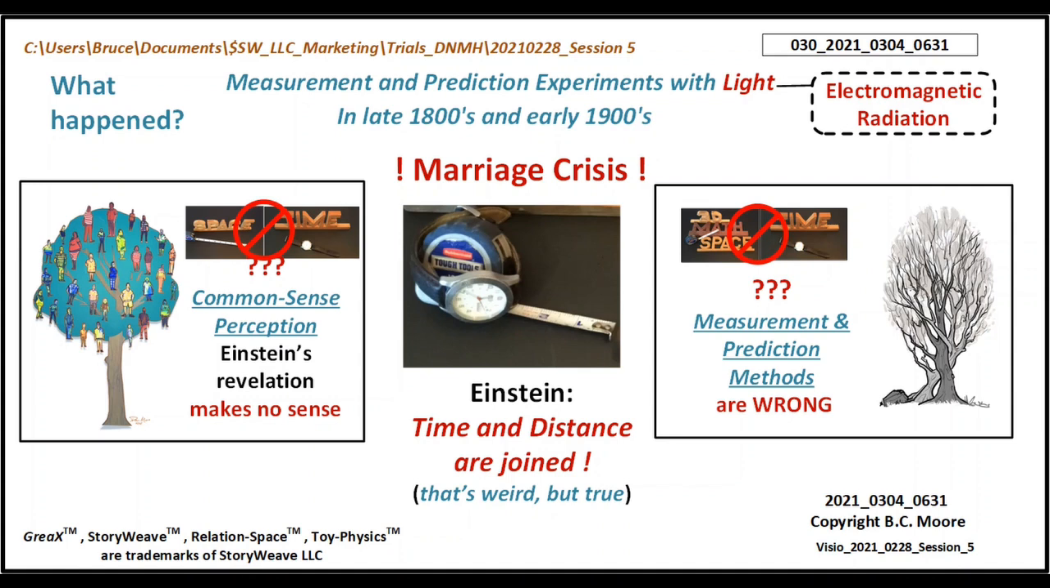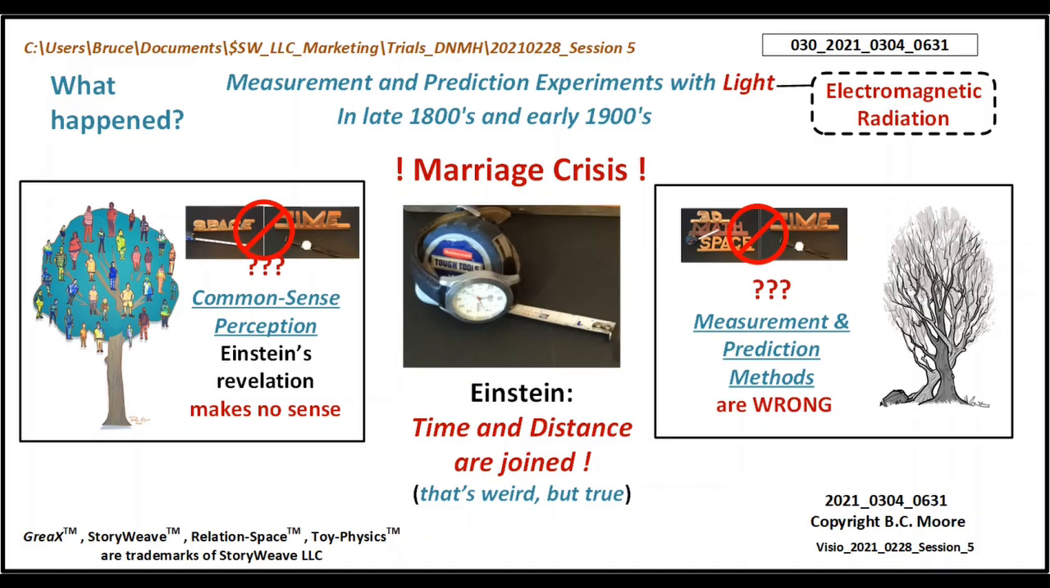So the bottom line was that the implication of those experiments of light traveling through empty space at a constant speed was that time and distance are not separate, they're joined. So time and distance. Now they ended up making it time and space. That's a little different feeling to that connection. But time and distance are joined.